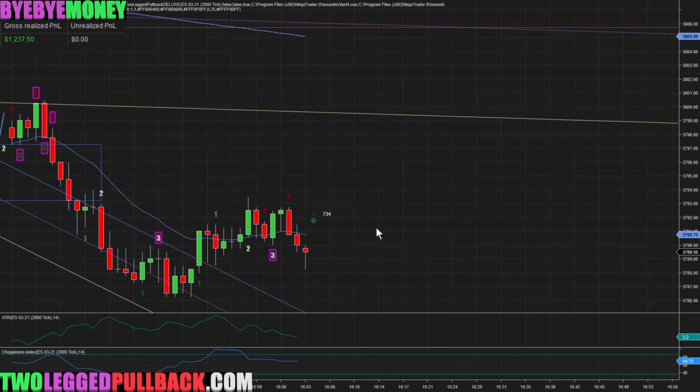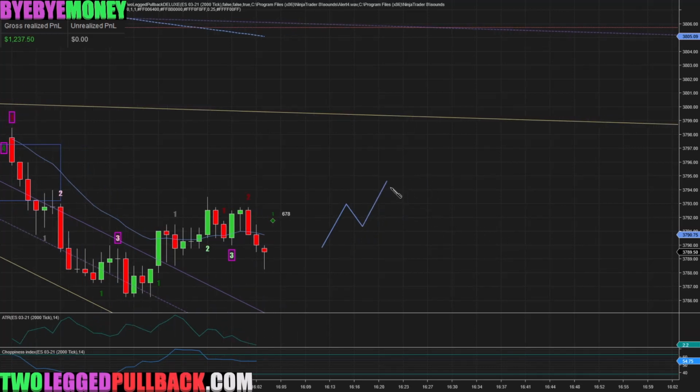If you don't know what a two-legged pullback is, it's simply a setup that looks like this. One pullback, first entry, second pullback. We like to enter into the second entry. This is what we call the second entry. The same with the other way. We also call it an A, B, C pattern, and we like to enter into the second entry.